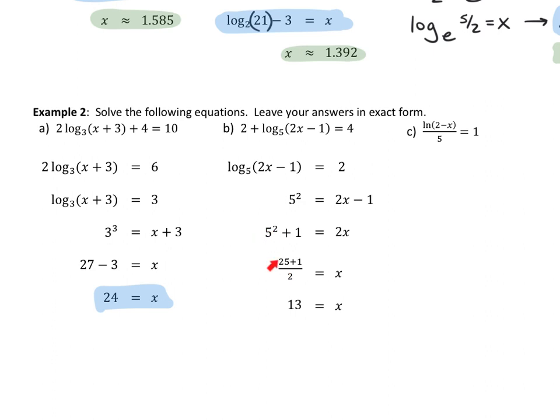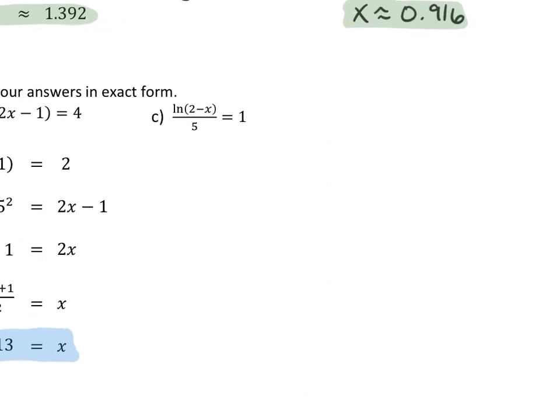5 squared is 25. That's how that changed here. So that's 26 divided by 2, which is 13. So voila, we have our exact answer because there was no rounding. I could do that without a calculator. So the one I asked you to try, here's what we should have gotten.